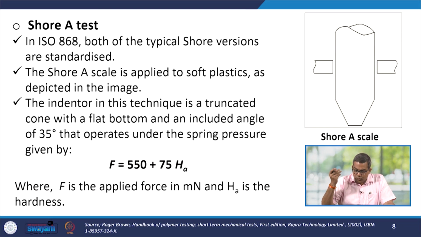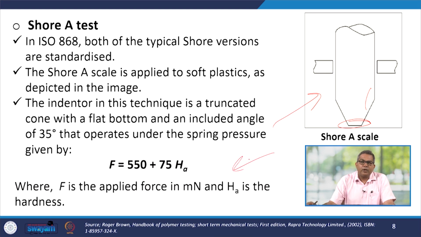Let us talk about the Shore A test, usually described by ISO 868. Both the typical Shore versions are standardized. The Shore A scale is applied to soft plastics as depicted in this particular figure. The indenter in this technique is a truncated cone with a flat bottom and an included angle of 35 degrees that operates under spring pressure. This is given by F equals 550 plus 75 HA, where F is the applied force in millinewtons and HA is the hardness.